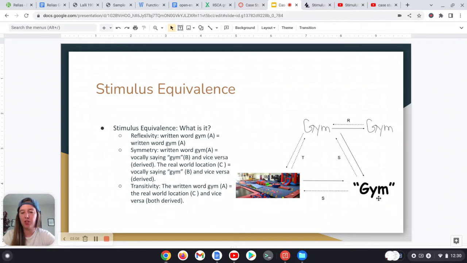Now, symmetry: if we present Ivan with the written word gym and then he says gym in response, tacting it, and then he could do vice versa. So A equals B is what we taught. If he could also form the connection between B equals A, then that would be symmetry. Same thing over here, him saying gym when in the real world location of the gym and vice versa would be symmetry. Transitivity would be something that we did not teach. He formed that connection by forming these other connections that we taught. So for this example, A, which is the written word gym, equals C, which is a real world location of the gym, and vice versa. That'd be transitivity because we did not teach that.